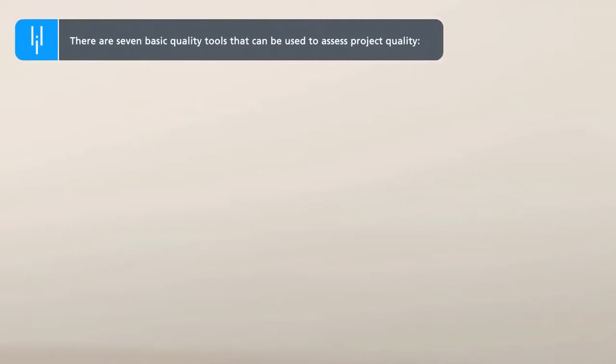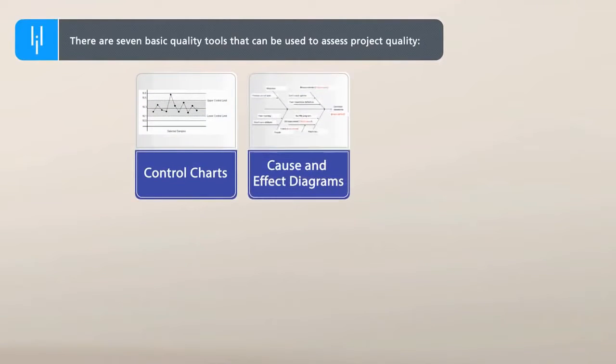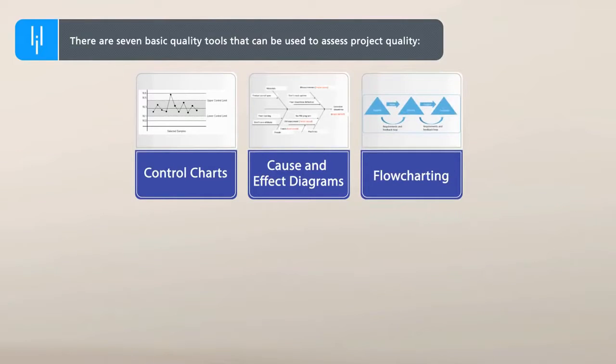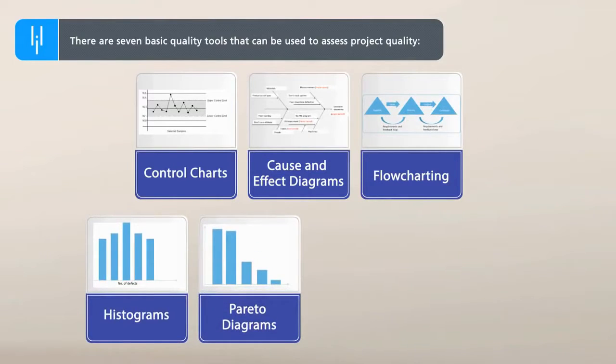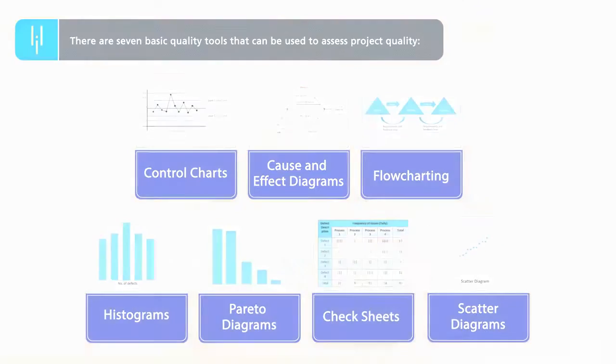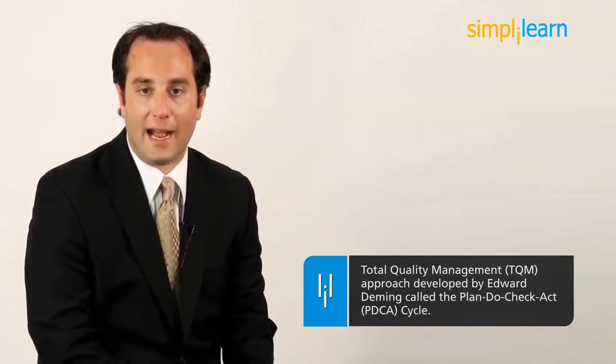There are 7 basic quality tools that can be used to assess project quality: control charts, cause and effect diagrams, flow charting, histograms, Pareto diagrams, check sheets, and scatter diagrams. Take the time to review these tools, which are covered in Lesson 8 of the Simply Learn course material and on page 236 of the PMBOK. These tools are part of the Total Quality Management, or TQM, approach developed by Edward Deming, called the Plan, Do, Check, Act cycle, or PDCA.